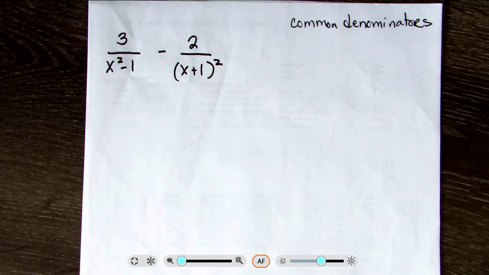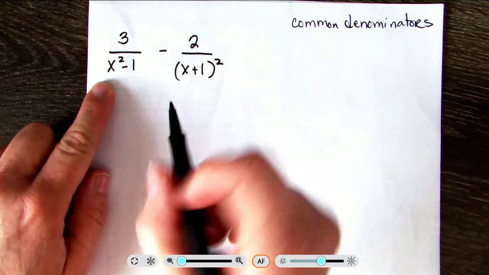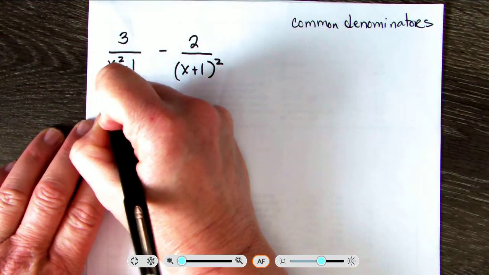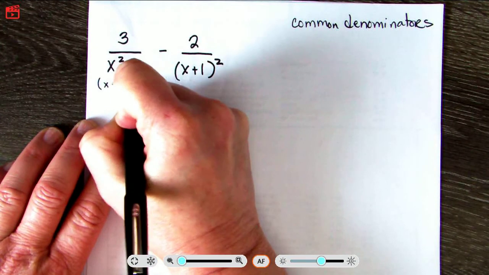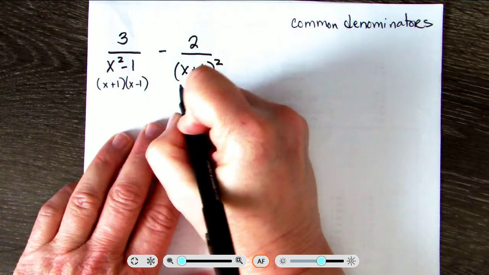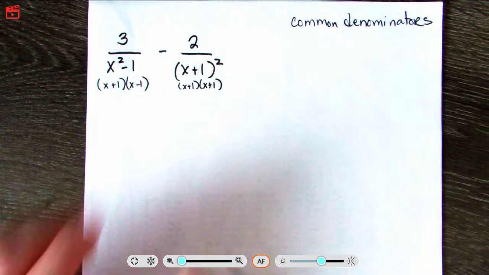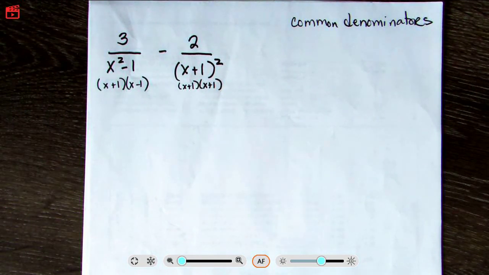And common denominators are made by finding those like factors. So again, I'm going to need to factor these pieces out. I'm looking at that x squared minus 1, and that is a difference of squares, so x plus 1, x minus 1. And this one I'm going to write, just to remind us, that x plus 1 quantity squared is x plus 1 times x plus 1.